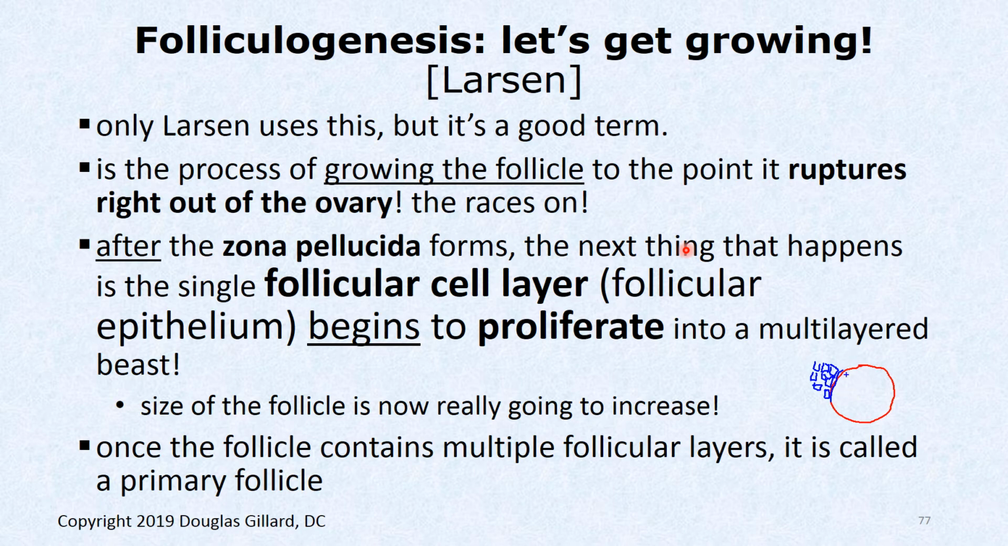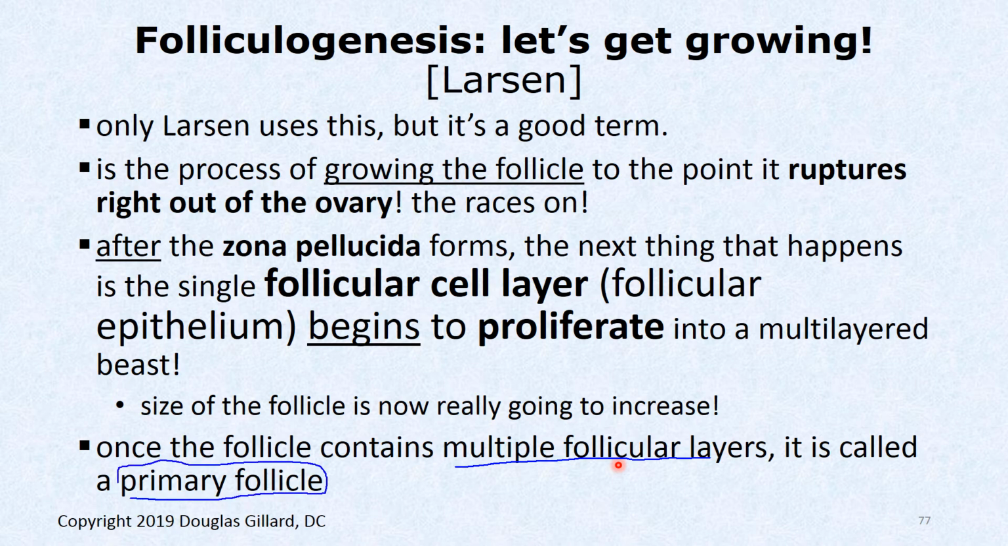And again, remember the follicle is this outer layer of cells and the oocyte inside. So it's going to grow and grow and grow through growing the follicle cells. Right, so they begin to proliferate, and that's what I just drew. They become one layer, then two layers, then three. And it's not perfectly even. Some go faster than others, so it kind of starts to get messy. Once the follicle contains multiple layers, it changes, it is called a primary follicle.